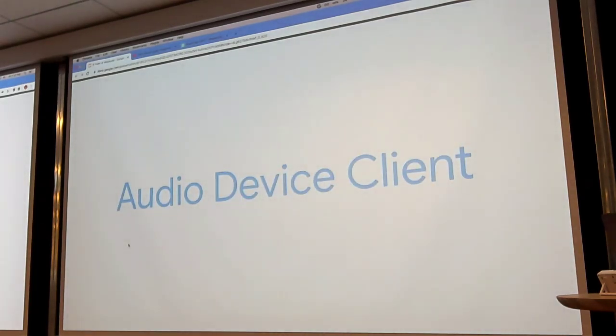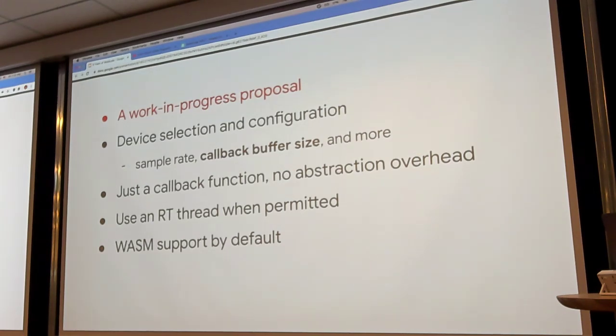So, Audio Device Client, what is it? It's a work-in-progress proposal, and one of the benefits of this API is device selection and configuration, which we really needed in the line of AudioContext. So you should be able to set up your own sample rate, you should be able to set up your callback buffer size and more. It will be much more configurable.